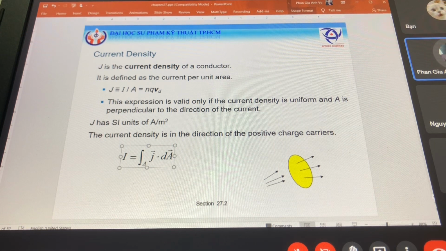Can you read the words that Trung Hee typed? Từ thông. The flux of what, Trung Hee? Which flux is this?